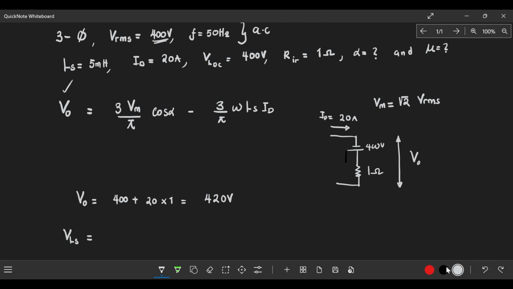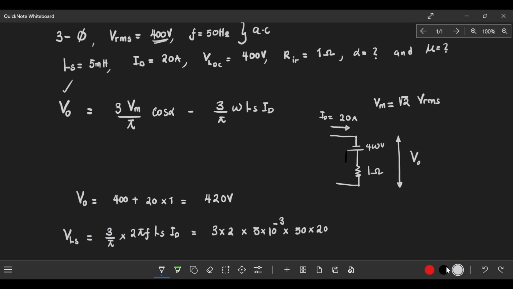It's 3 over pi omega. Remember that omega is simply 2 pi f, right? And then times LS times ID. You can also first calculate that. So pi and pi cancel out. You're going to have 3 times 2. LS we're given as 5 millihenry, so this is 5 times 10 power negative 3. We also have frequency 50 hertz.